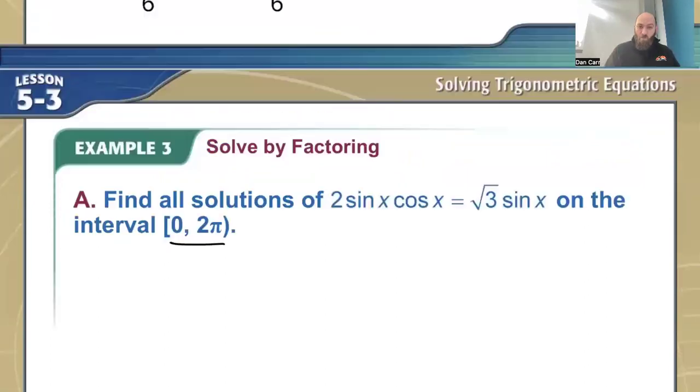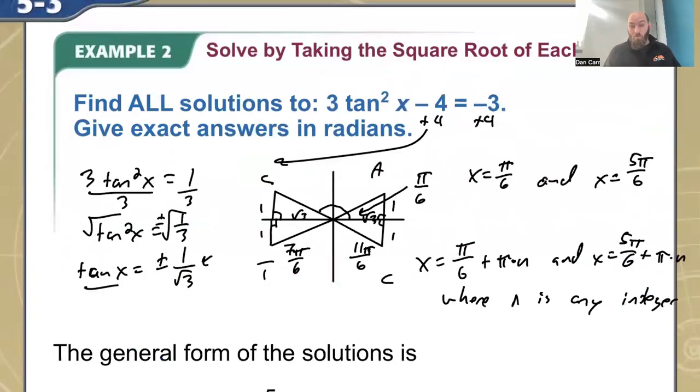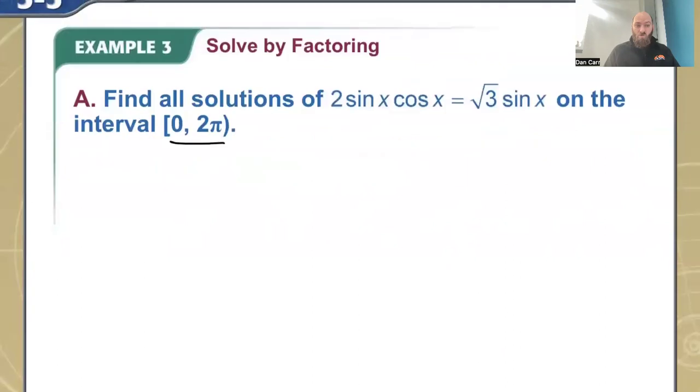The difference between this problem and the previous ones is I didn't put any kind of limits on it. There's no restriction on where my answer should be. So in this case, it says all solutions. This is all solutions, but only on the interval of 0 to 2 pi. So I'm just going to go through the same process that I would normally do.